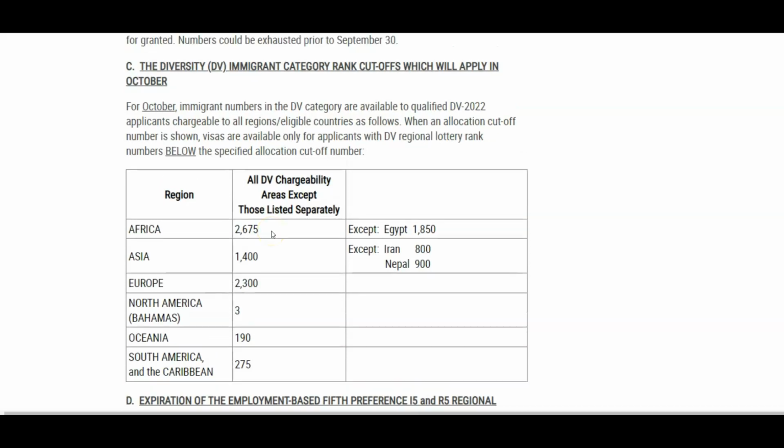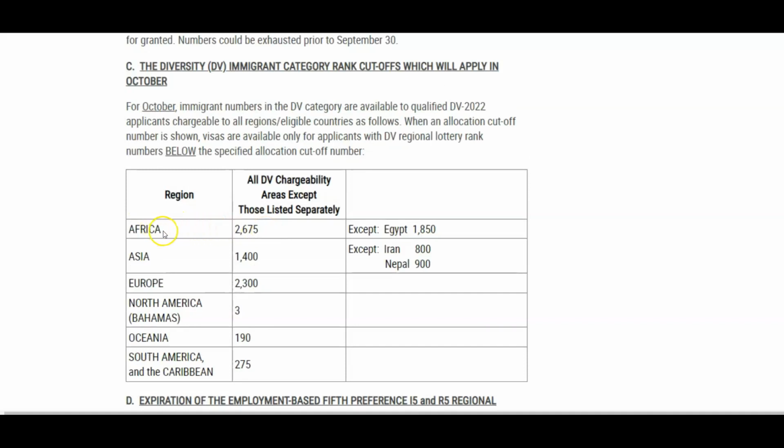Now, as you can see, we have various numbers in these spaces, each corresponding to a region. Now, these numbers are what we refer to as cutoffs or cutoff numbers. And what they do is they limit the number of interviews that should be conducted every month by region.